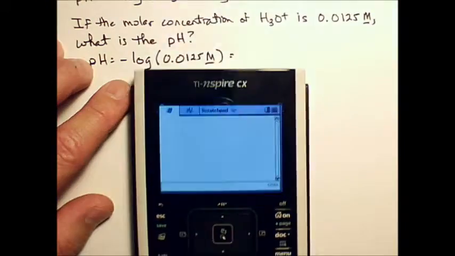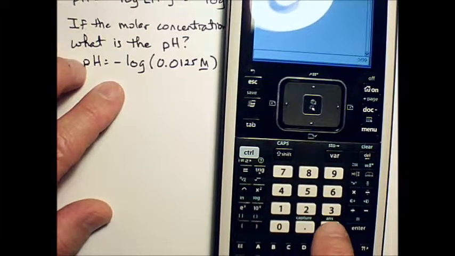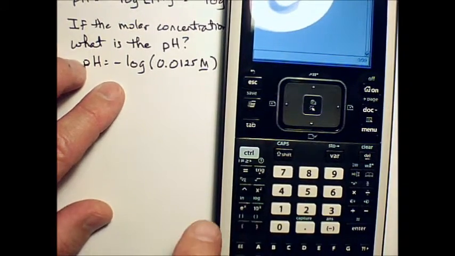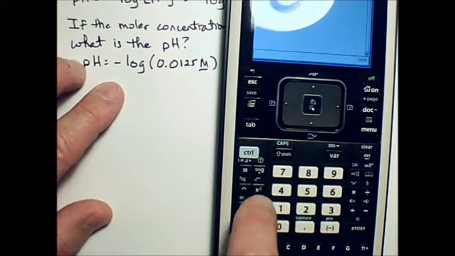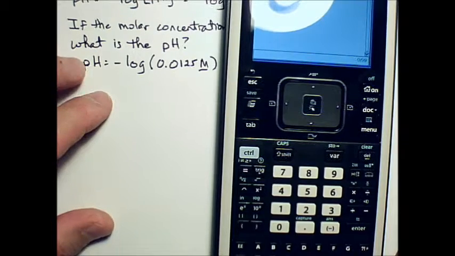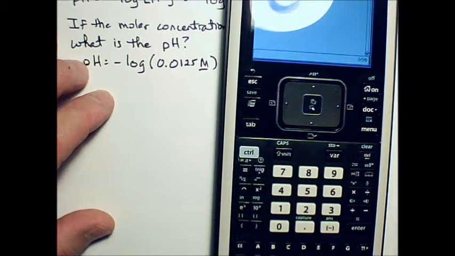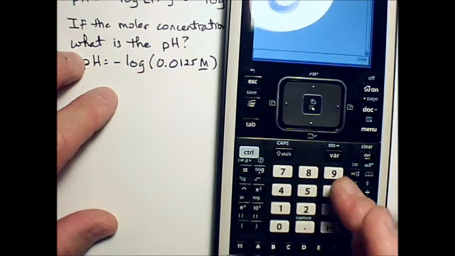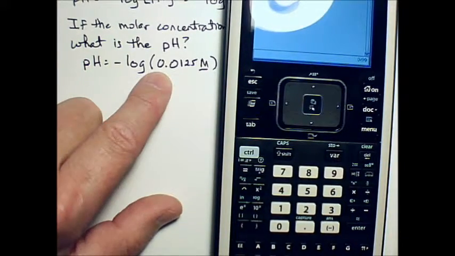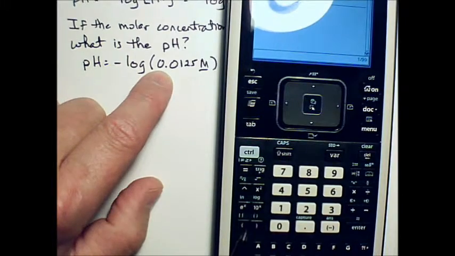So I'm going to put in negative logarithm. I'm going to put in the change of sign button. Then I want to hit the logarithm button on my calculator. Now, my calculator, because it's a little more high-end, I've got to put in a base of 10 here. Most of your calculators won't have to, unless you have one of these TI Inspires. When you hit LOG, that already has a base of 10. And then you're going to just simply put in this number, 0.0125, and hit enter.